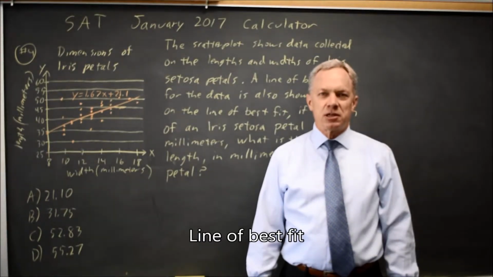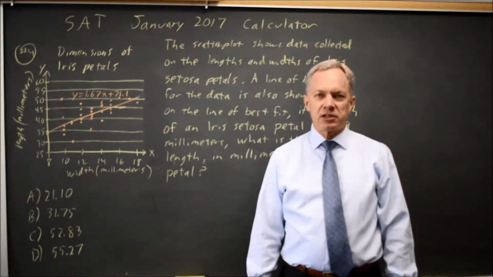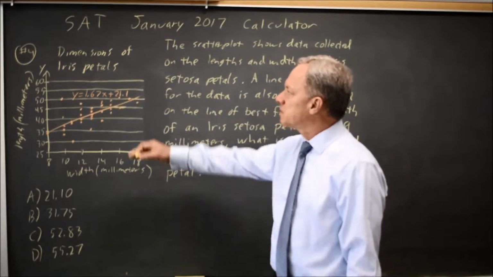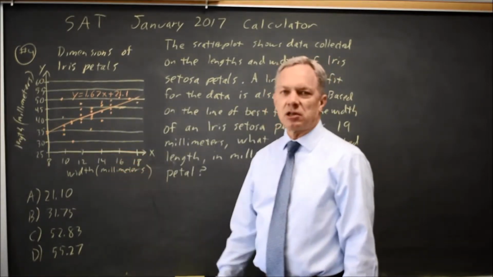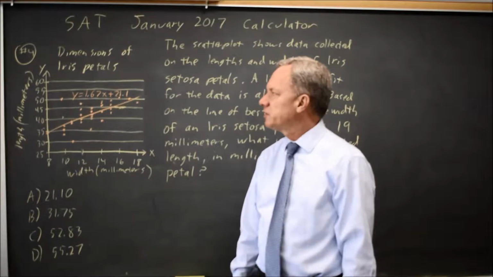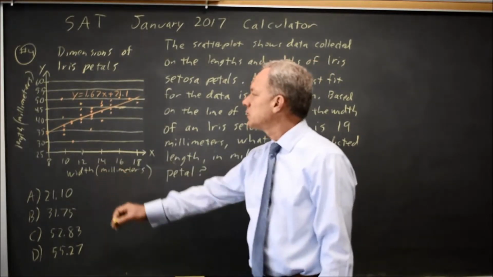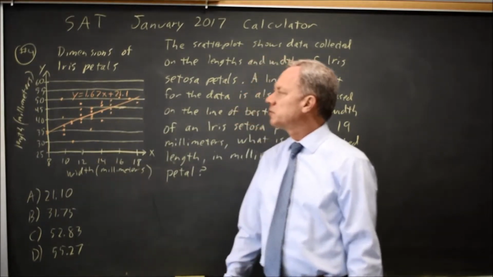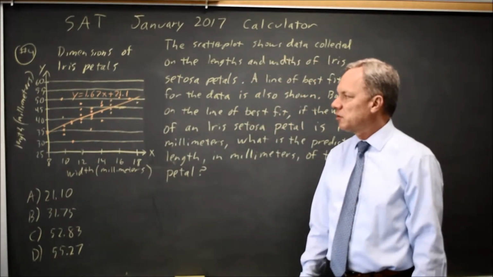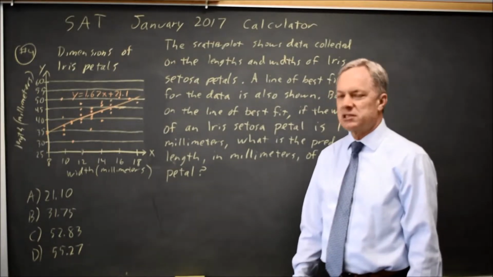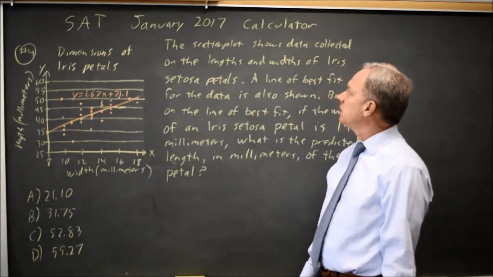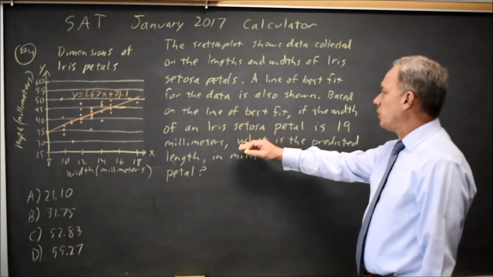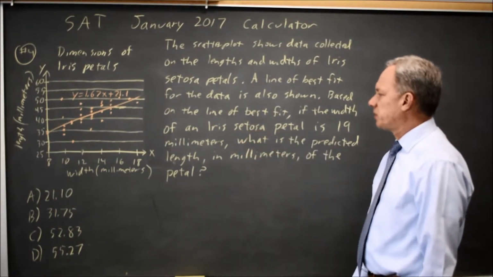This is calculator question number 4 from the January 2017 exam, which is also practice test 8 in the 2018 version of the College Board prep book. College Board gives us a scatter plot of petal length versus width, and a line of best fit, a graph and equation, y equals 1.67x plus 21.1, where the y value is the length and the x value is the width. And they say, if the width is 19, what is the predicted length?